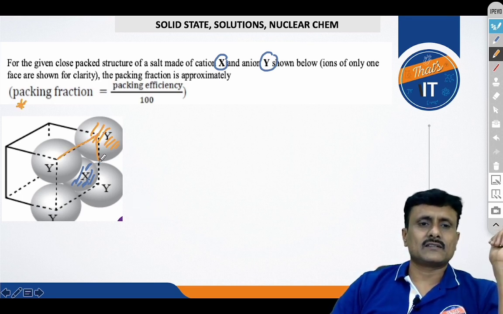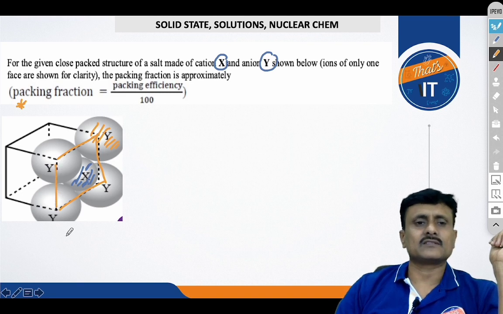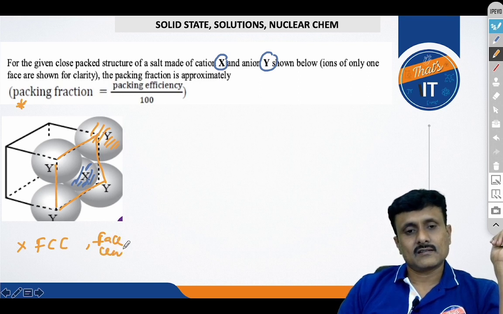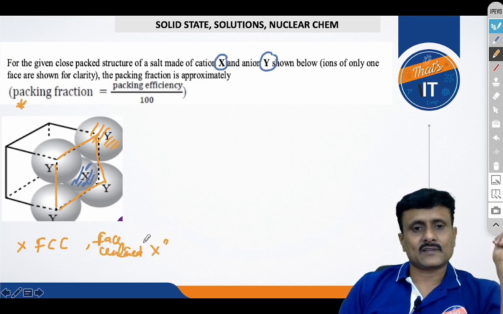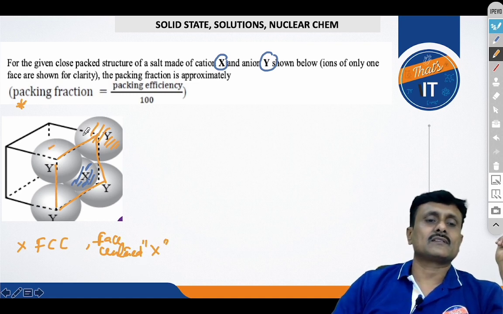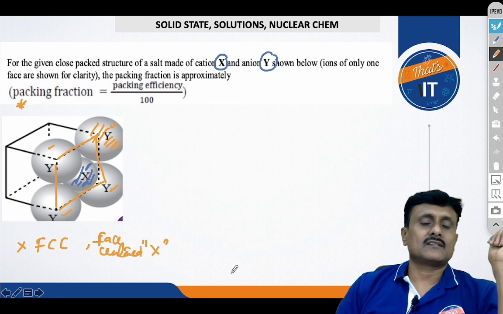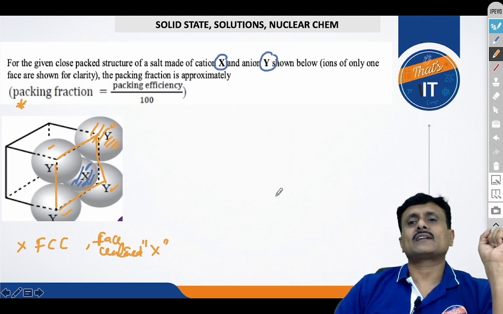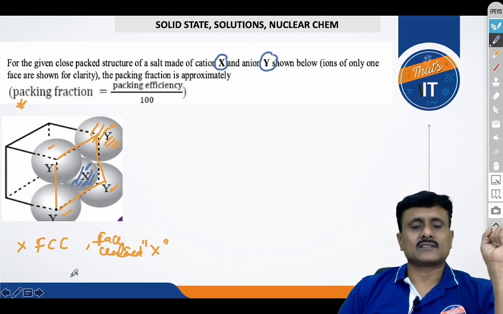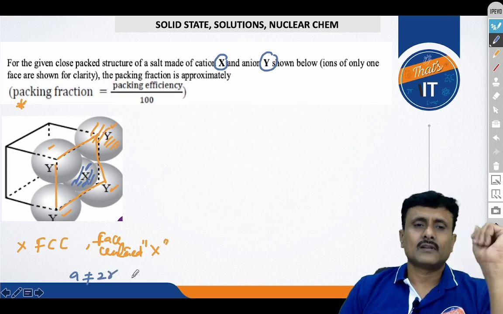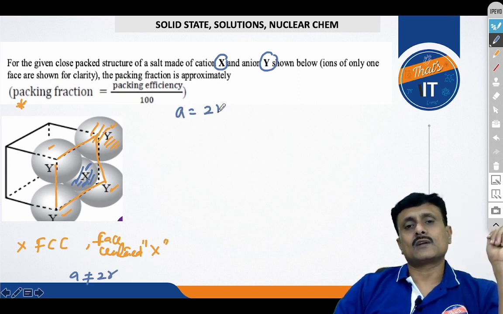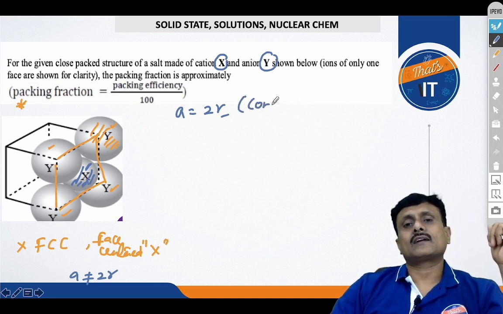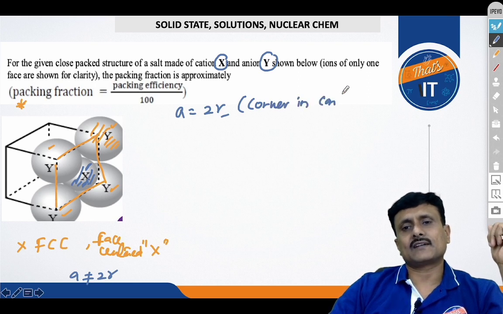One gets a feeling that this is the FCC lattice, but this is not purely FCC lattice. Of course, this is face centered. Corners are Y and the face center atom is X. So this is not FCC lattice, because you know that in FCC lattice the corners do not touch each other, that is A is not equal to 2R. However, here you can see A is equal to 2R minus, because the corners are in contact. So this is not FCC lattice.